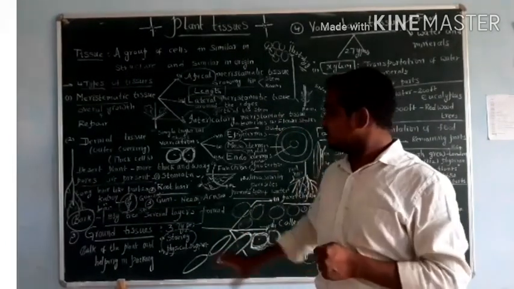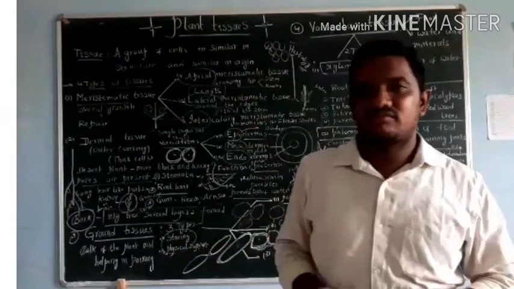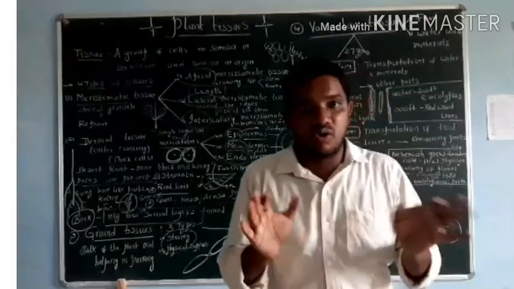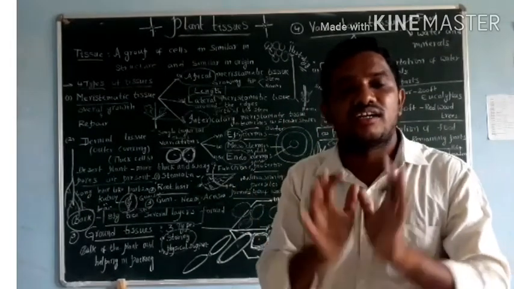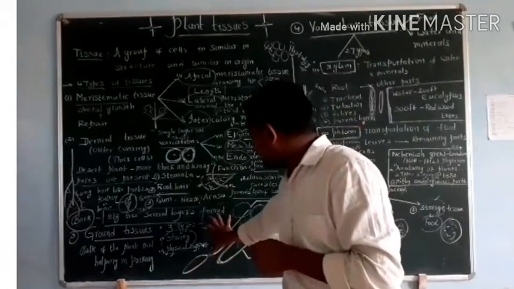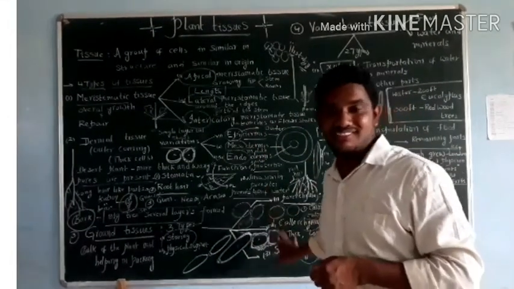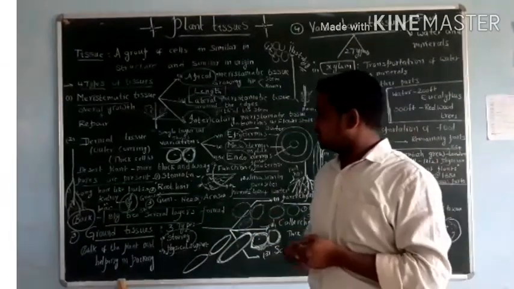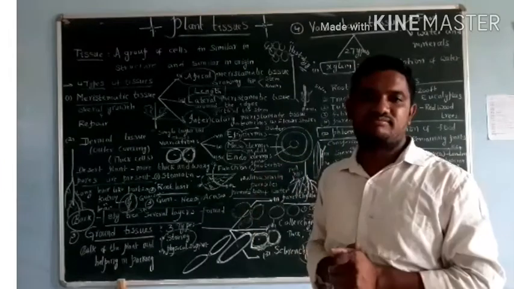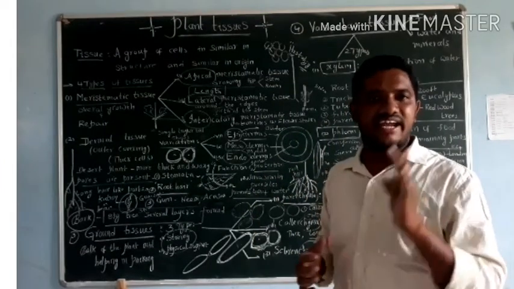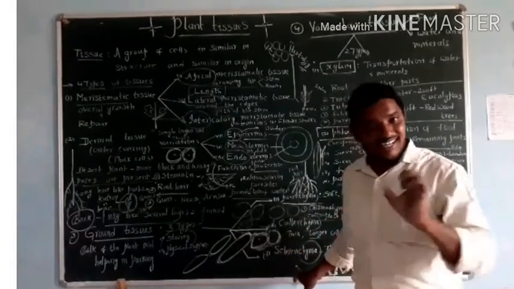Third one is ground tissues. This tissue helps in the bulk of the plant body and packaging of different types of tissues, and is called ground tissue. Ground tissues are again classified into three types: parenchyma, collenchyma, sclerenchyma. This ground tissue helps in storing of food and physical support. Three kinds of tissues: parenchyma, collenchyma, sclerenchyma.